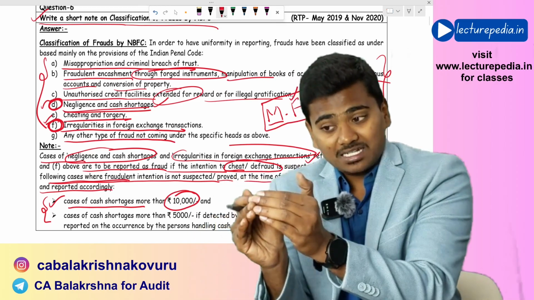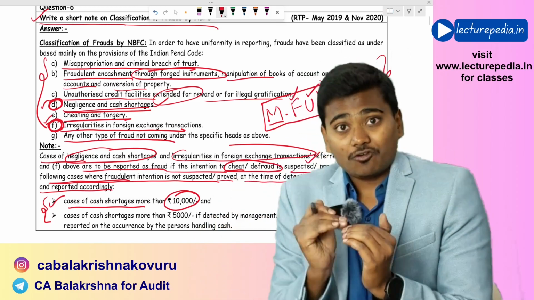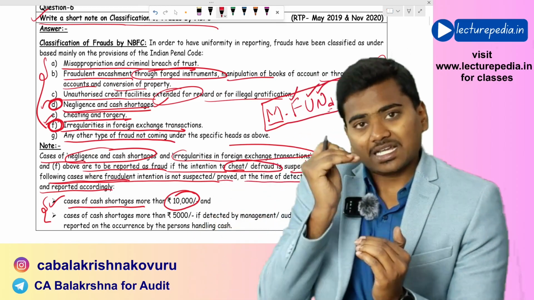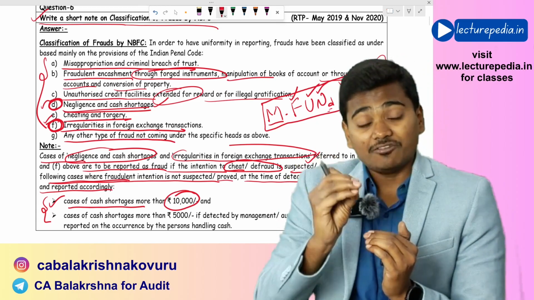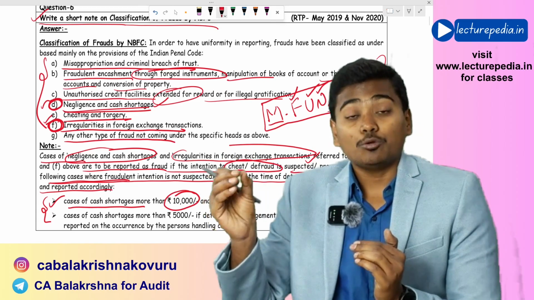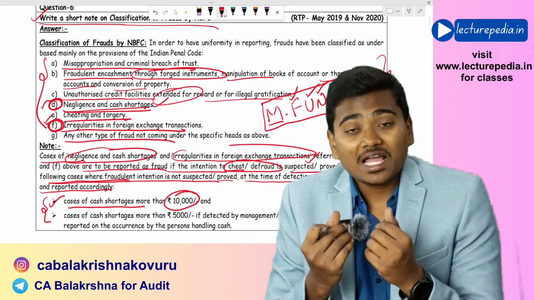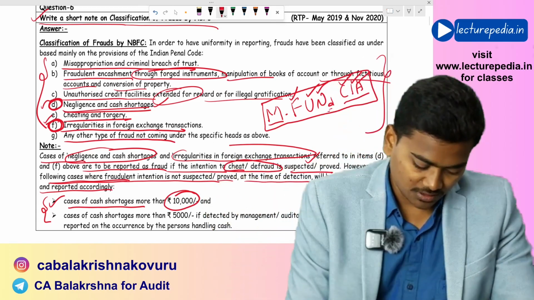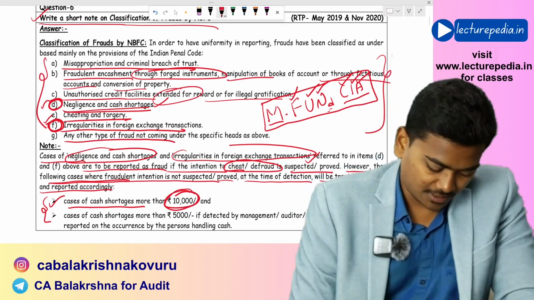But for that, another exception, in the following situation, you report it as cash shortage even if fraudulent intention is not identified, provided the amount of cash shortage is more than 10,000. That is the first situation.